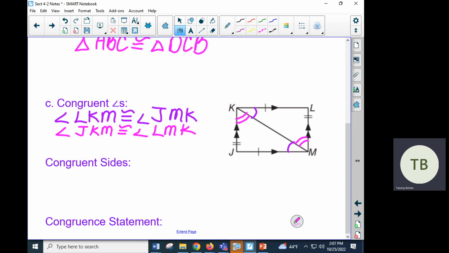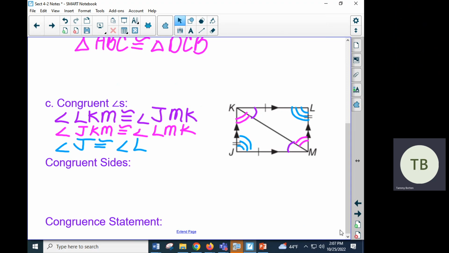Right? Now, there's also a theorem that we'll talk about a little bit, not very much, that if you know that 2 angles in one triangle are congruent to 2 angles of a second triangle, the third angles are also congruent. It's not something we use very much at all, but that is true. So now I could say angle J is congruent to angle L.